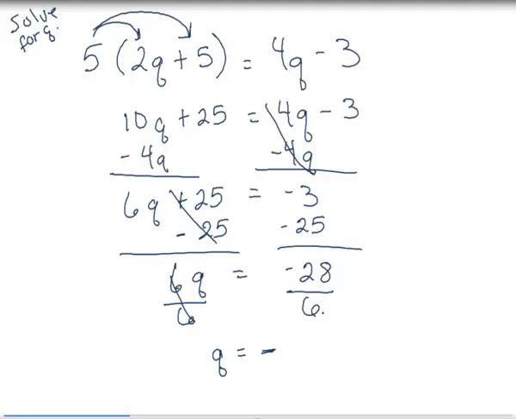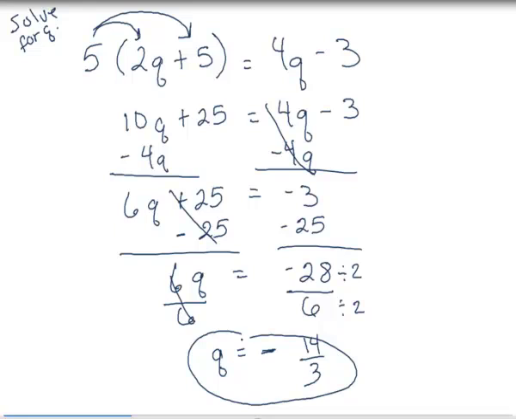But again, this fraction needs to be simplified or reduced. So what's the common factor for 28 and 6? 2. When I divide these both by 2, I get -14 over 3. Very good. And I'm going to leave that improper just because I kind of have a hunch that we're leaving fractions improper. Old school. Okay. New school doesn't matter.